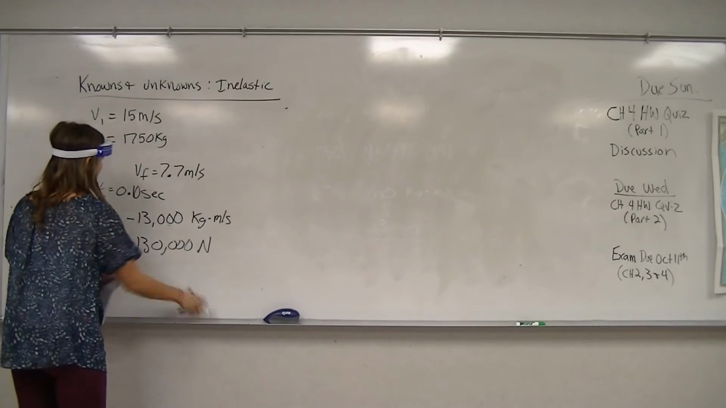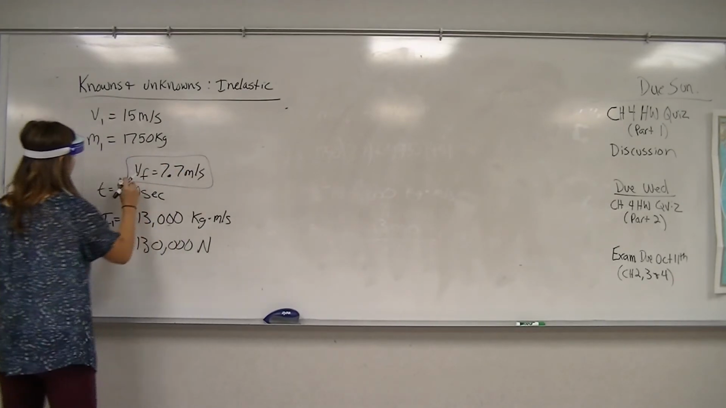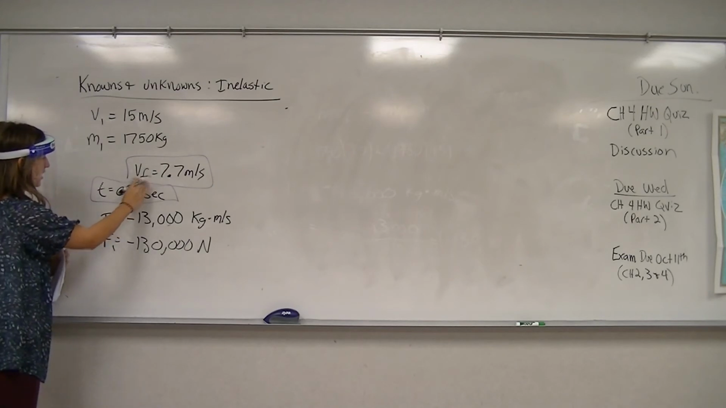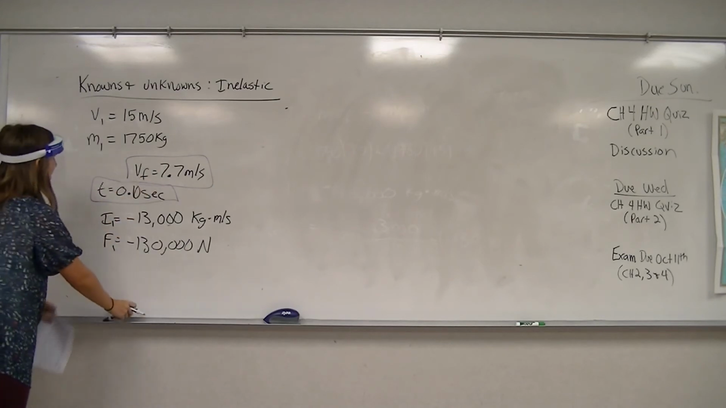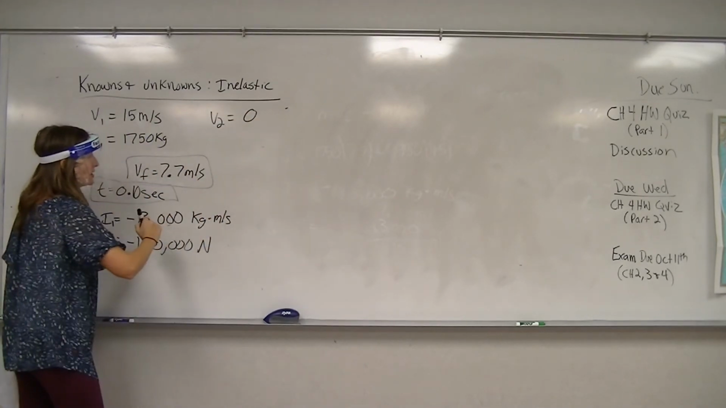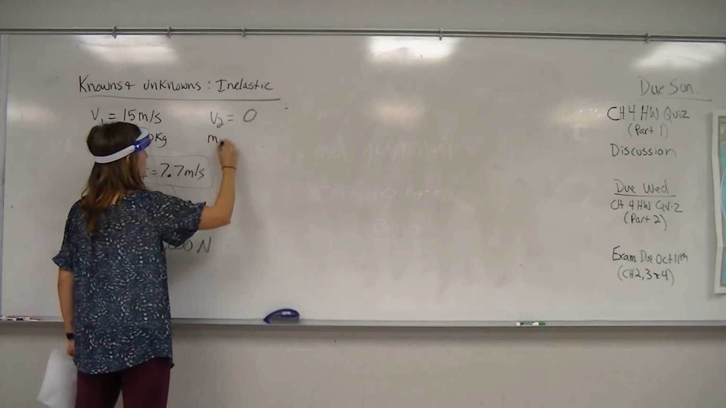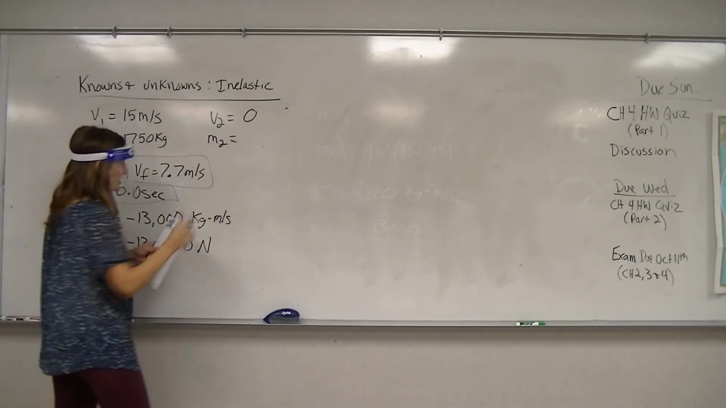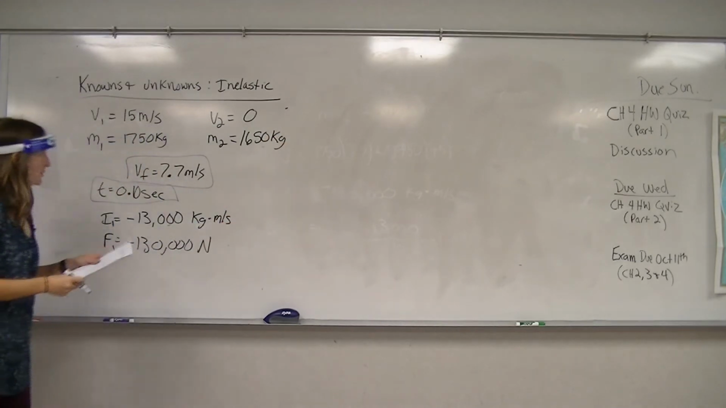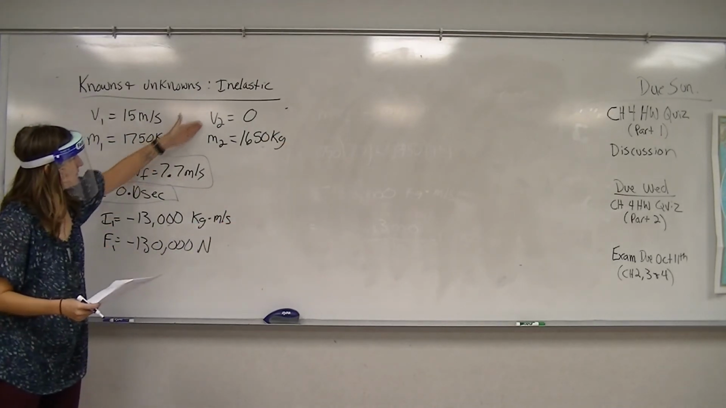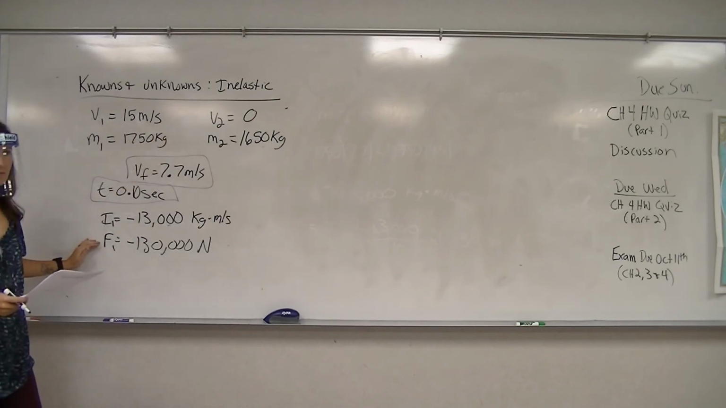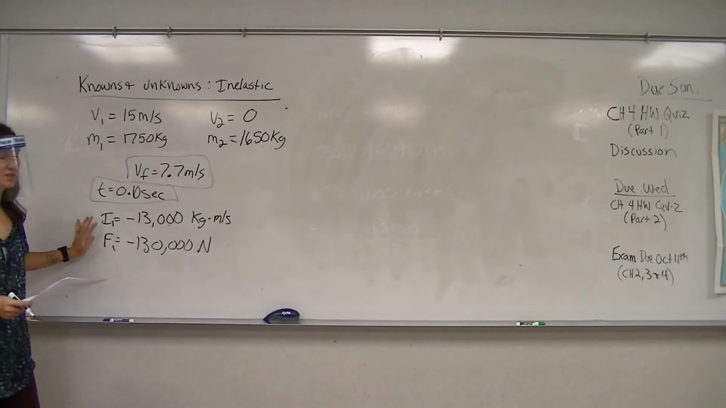Use that. I'm going to circle this because this is going to stay the same and this is going to stay the same for car 2 because this was their final velocity, both cars, and this is the time of the accident. But let's bring in the velocity of car 2 was 0, right? And the mass of car 2 from number 4, what was that, 1650? So what number 6 is asking, using this information, calculate impulse again and force again. So same steps, different numbers.